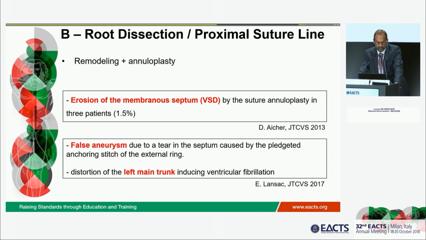No false aneurysm due to a tear through the septum, I tell you, with the external ring, this can occur. And also, because it passes under the coronary artery, you have to be careful because you may have interaction with the left main, and it happened that it caused a problem in some patients.